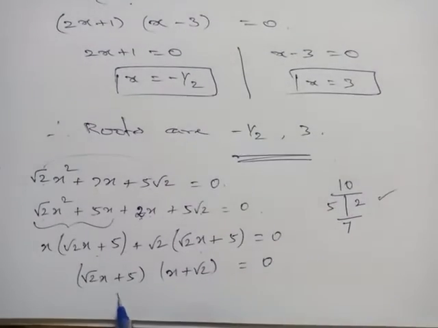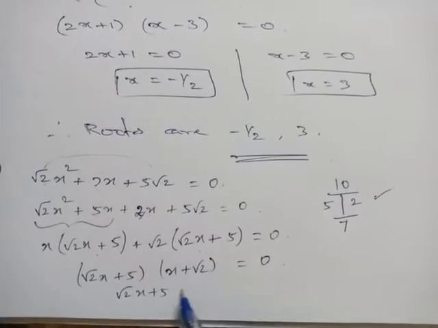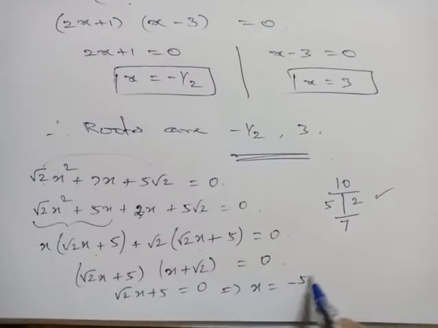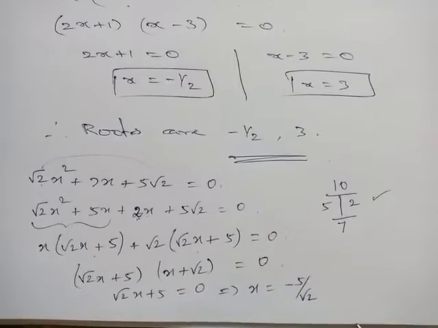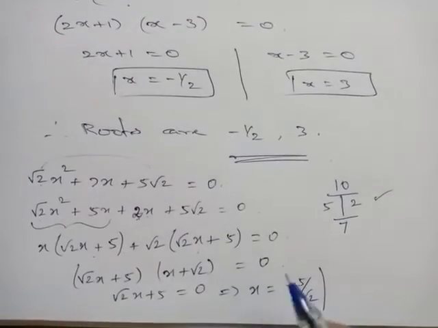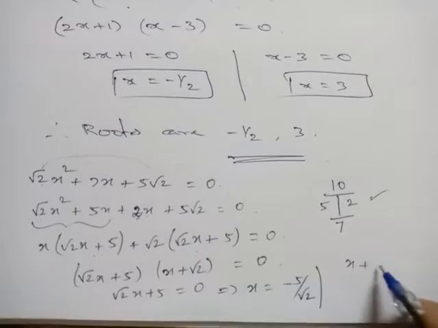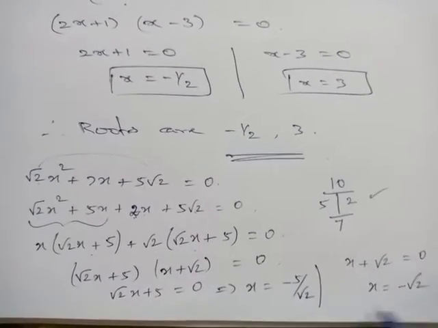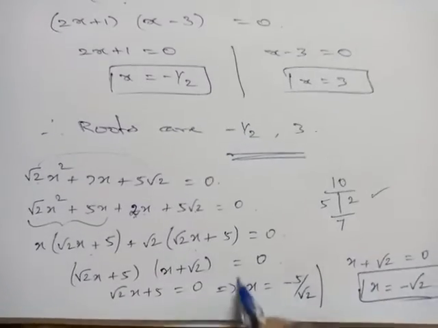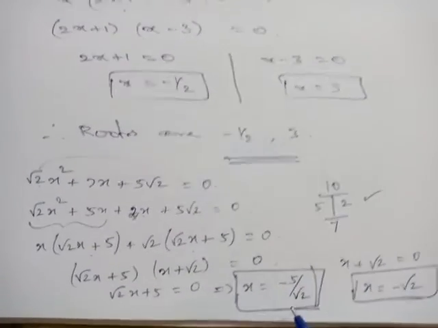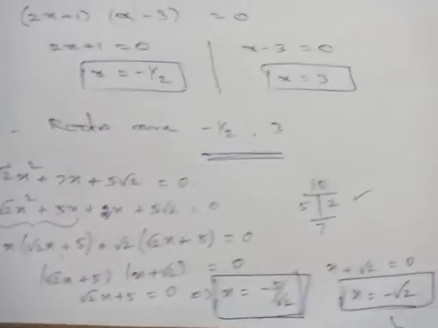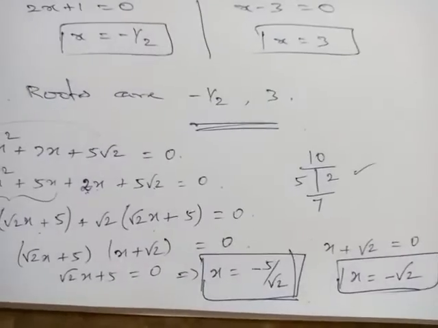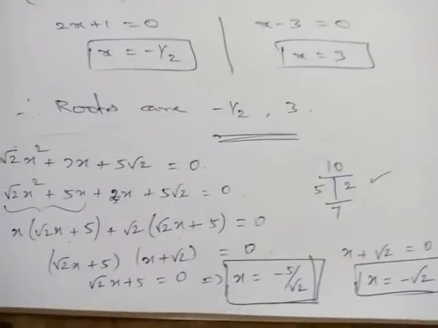Individually make it equal to 0. Root 2x plus 5 equal to 0. So from this x is equal to minus 5 by root 2. That is the first solution, or root, we can say. From this, x plus root 2 is equal to 0, so x is equal to minus root 2. So 2 roots: minus 5 by root 2 and minus root 2. These two are the roots of this quadratic equation. Okay.